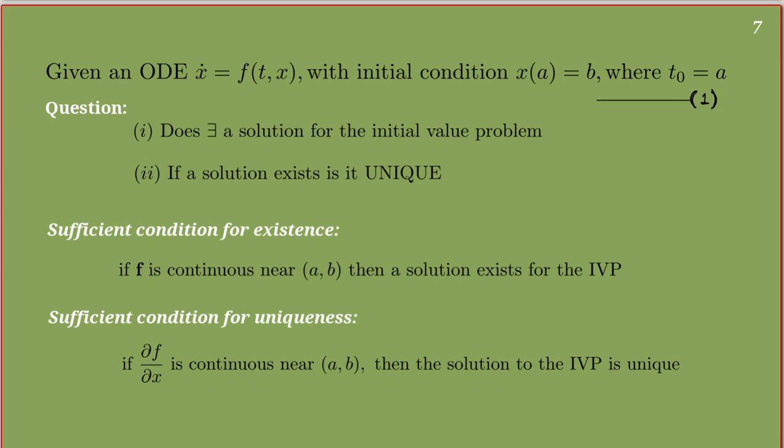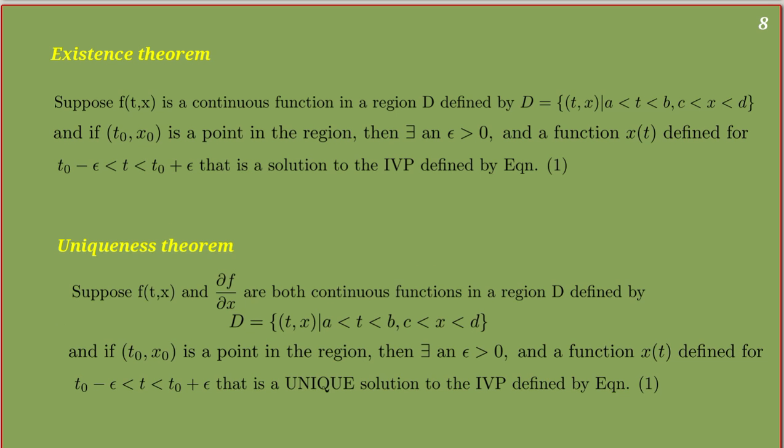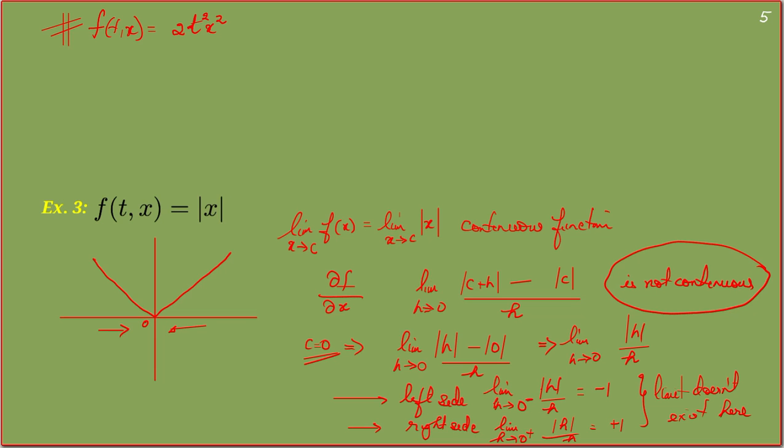The sufficient condition for existence and the sufficient condition for uniqueness. We saw that in this previous case the function is continuous. For continuity, f is continuous, and in this case ∂f/∂x is not continuous. So if f is continuous, I can say that the solution exists for the system. So it is sufficient: continuity of f is sufficient to say that a solution exists.